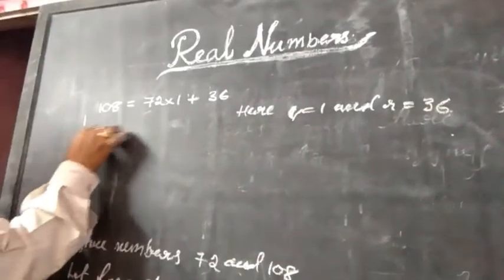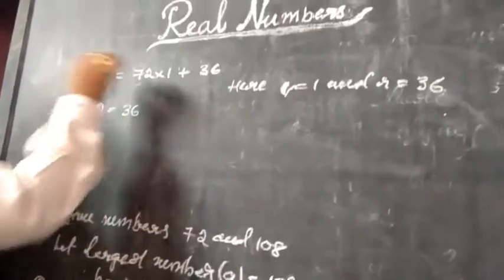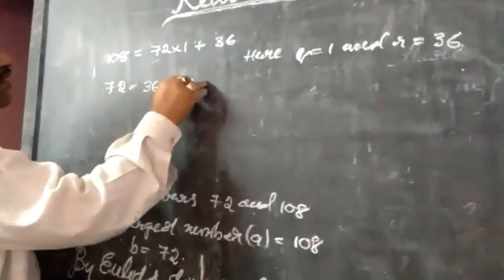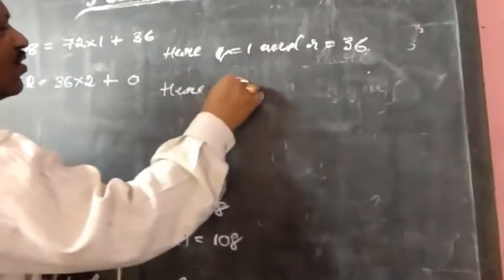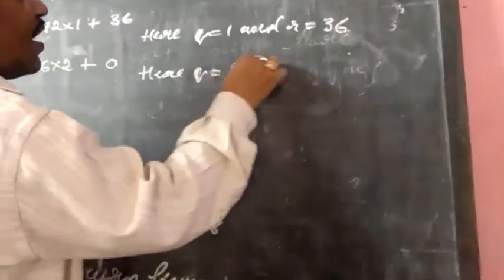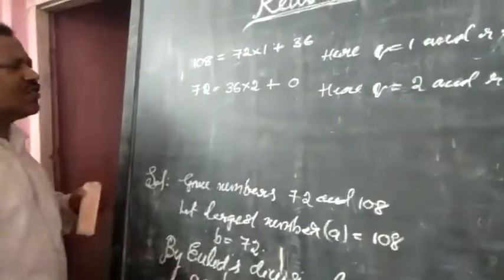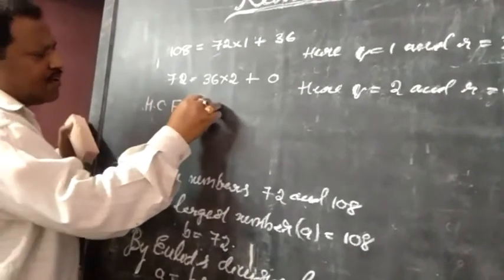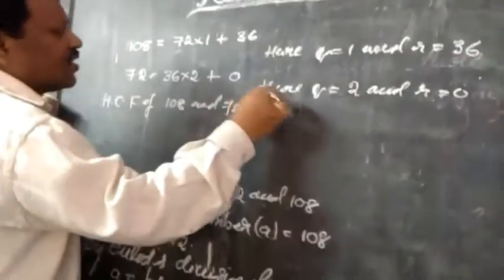Next, 72 is equal to this number, and with the remainder you have to divide. 72 is divided by 36. 36 how many times? 36 twos are 72 plus remainder 0. Here Q equals 2 and R equals 0. So this is the required solution. Therefore HCF of 108 and 72 is 36.